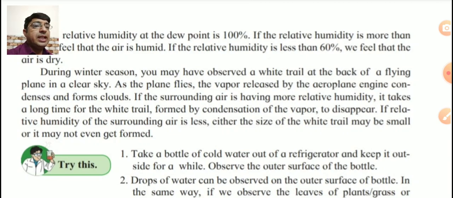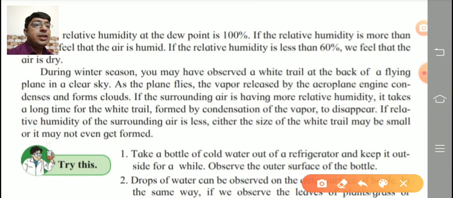If the surrounding air has more relative humidity, it takes a long time for that white trail formed by the condensation of the vapor to disappear. For disappearing that white trail, more time is required. Why? Because more humidity, more relative humidity is present in air. That we learn here.